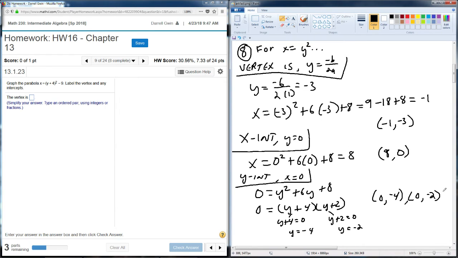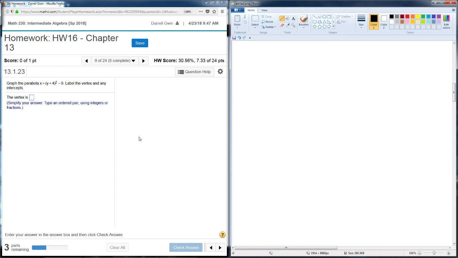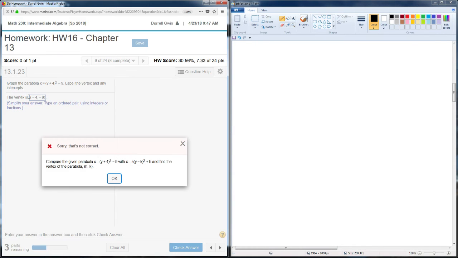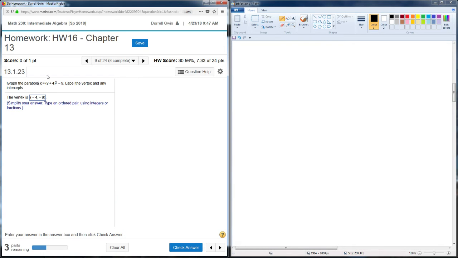Huh, that's annoying. Next. This one's pretty easy. The vertex is negative 4, negative 9. Oops, I'm supposed to reverse them. I messed up. For the x equals equation, the h and k are reversed, so the h is negative 9, and the k is the opposite of 4 inside, which is negative 4.